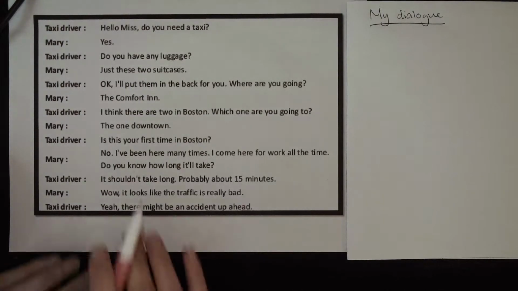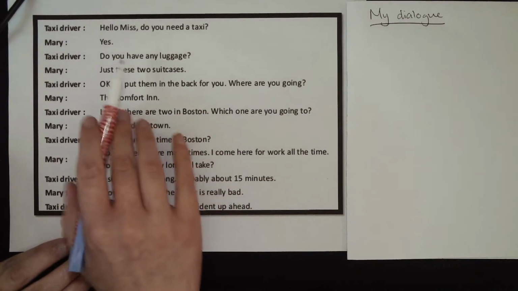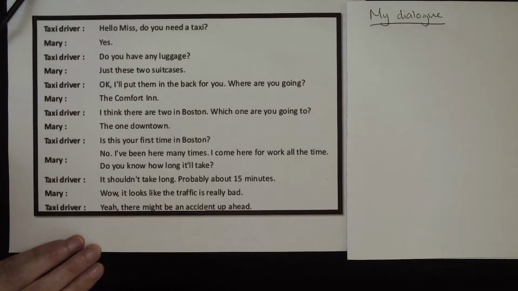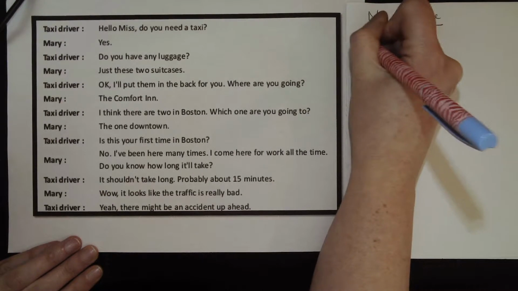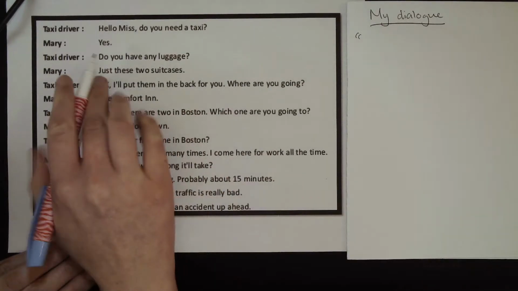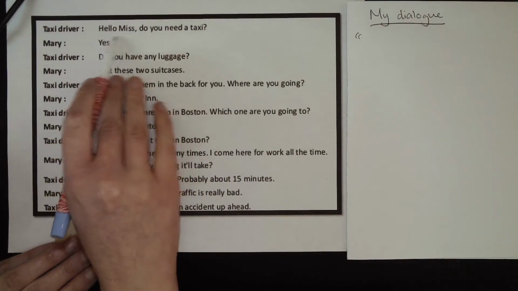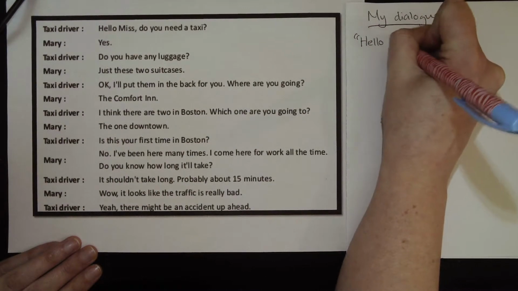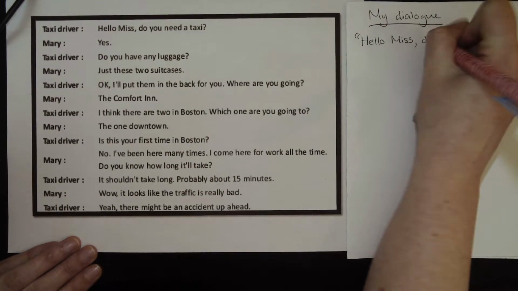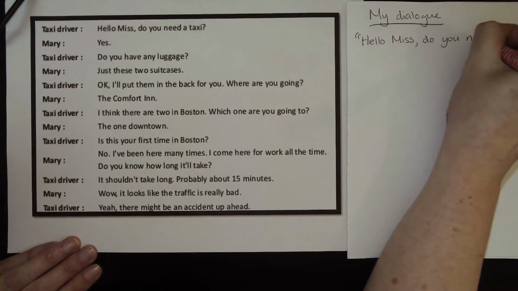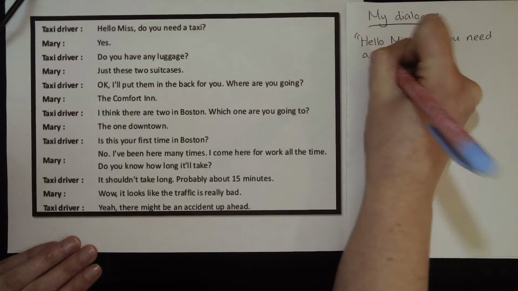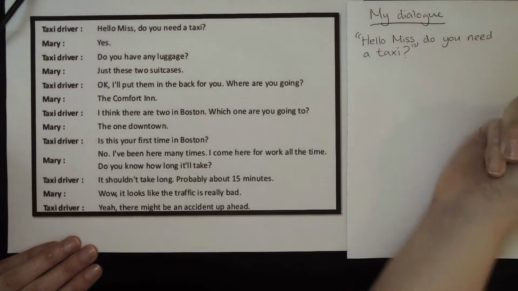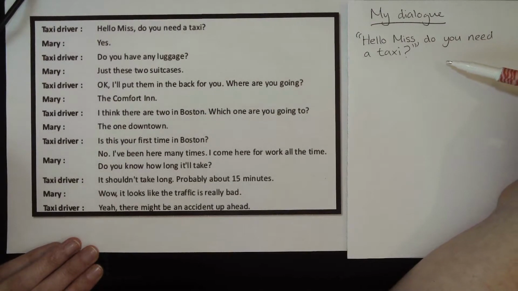Okay, so to start off, we use speech marks to indicate that somebody is speaking. So we put any words that are spoken in a conversation into speech marks. I'm going to start my dialogue by opening my speech marks, and then I'm going to write down my first bit of dialogue, which is this. "Hello, miss, do you need a taxi?" Okay, so this is what the taxi driver says.